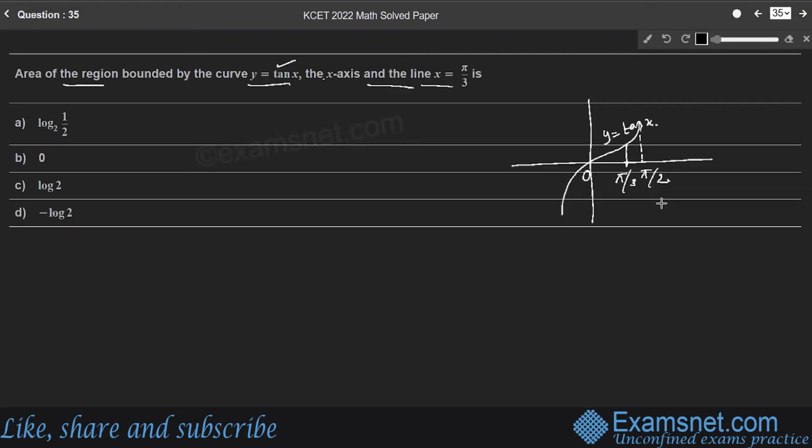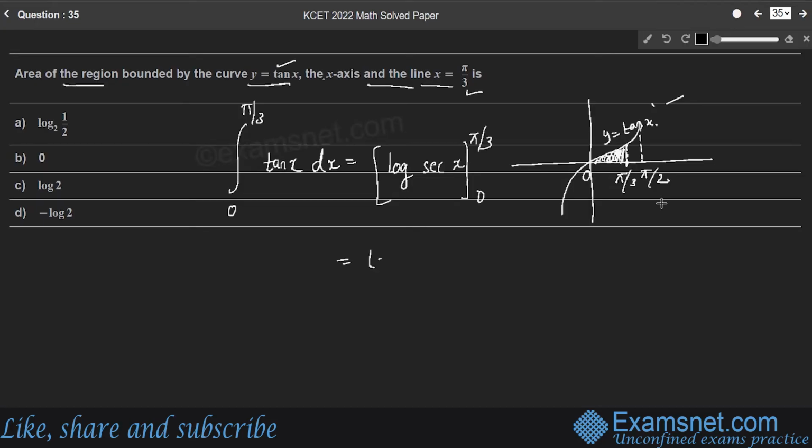So area of the region bounded by the curve, this area bounded by the curve. For that, let us consider integral 0 to pi by 3 tan x dx, which is the area of the region bounded by the curve y is equal to tan x, x-axis and the line x is equal to pi by 3, right? So integral 0 to pi by 3 tan x dx is equal to log secant x, and the limits are 0 to pi by 3.